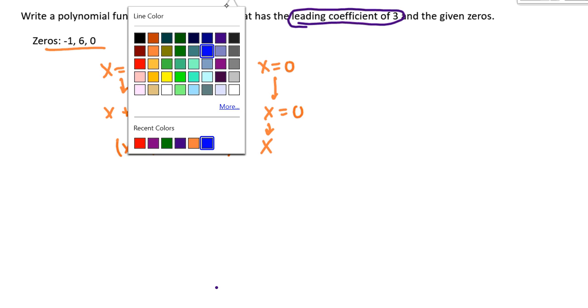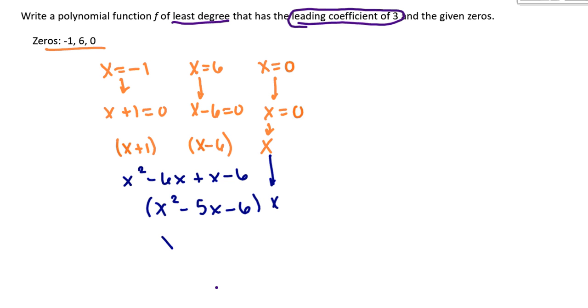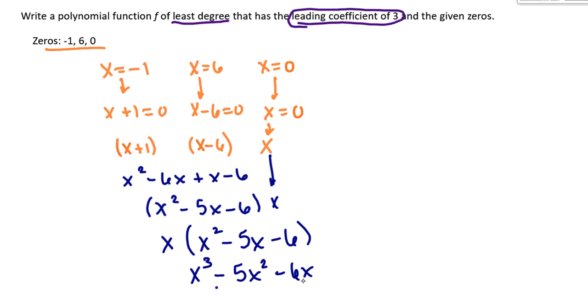Okay, we're going to multiply out. Multiplying these two together, x squared minus 6x plus x minus 6, so x squared minus 5x minus 6. Right? Next thing is this x. This is the same thing as the x out in front. You would distribute that through: x cubed minus 5x squared minus 6x. Okay, so then we throw an f of x in there.